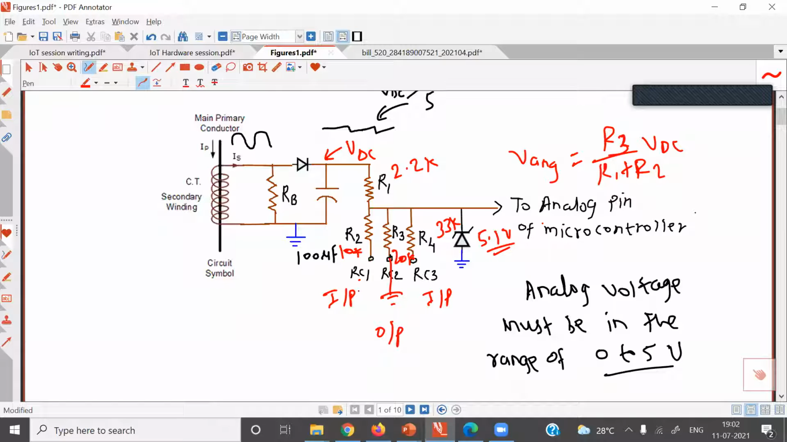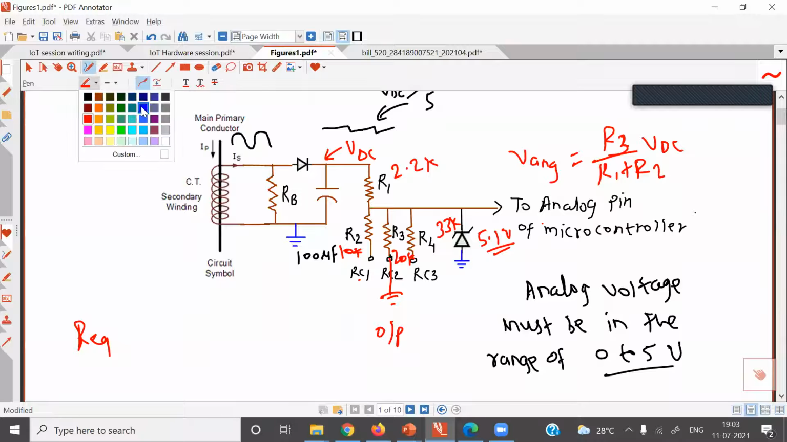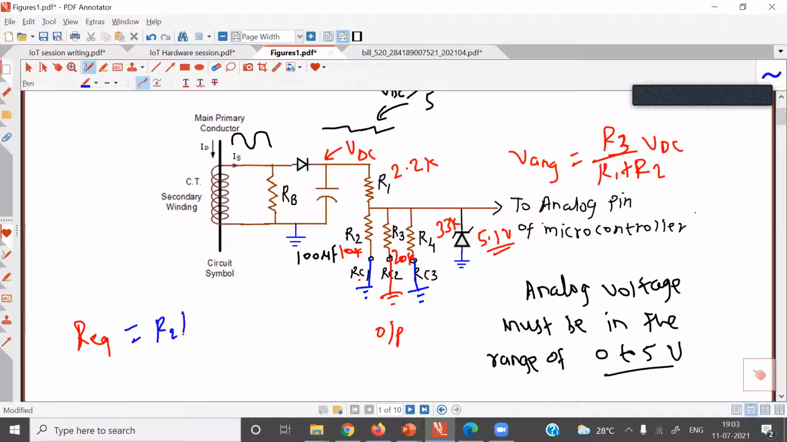If you simultaneously make all 3 pins output and apply logic 0, what will happen? R2, R3, R4 will come in parallel. Then you will have R equivalent. See, if all 3 pins are output and logic 0 is applied, then R2, R3, R4 will come in parallel. So you have now ground on the RC3 pin, ground on the RC1 pin. So R equivalent will be R2 parallel R3 parallel R4. And now your analog voltage will be here, R equivalent.